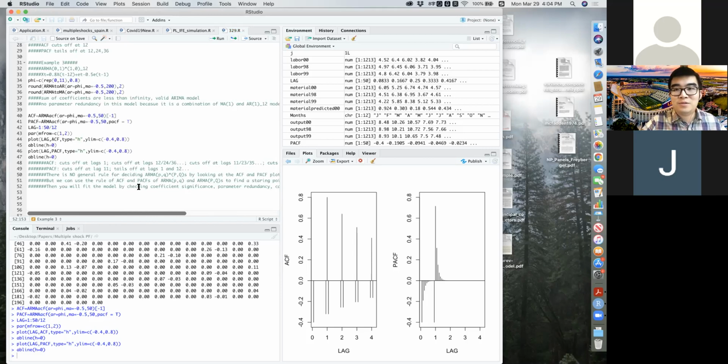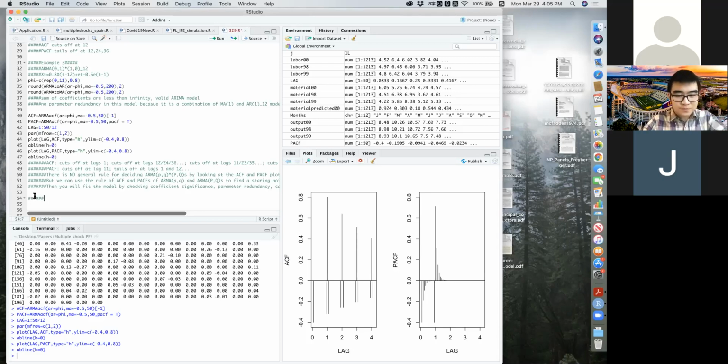But finding a good starting point might be a little bit complicated if we want to fit a multiplicative seasonal ARIMA model. The starting point is much more complicated than for the pure ARIMA model and the pure seasonal ARIMA model. But we can still use the rules of the pure models as our starting point. That is what I want to explain next.